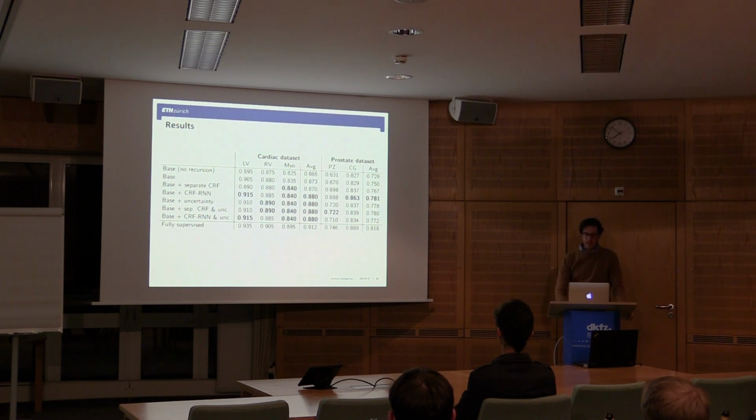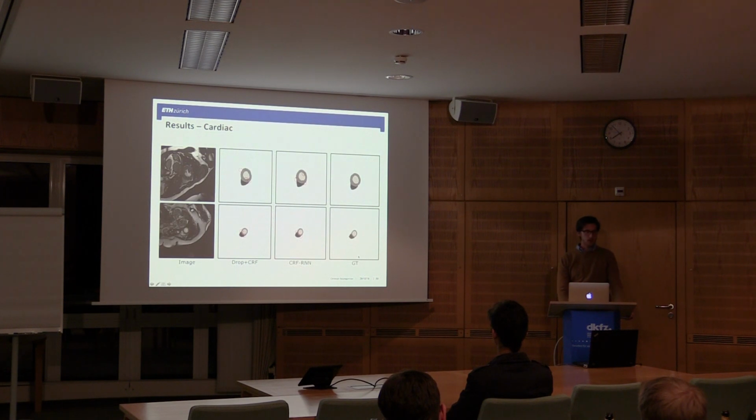And admittedly, the improvements are not always significant, but in the end, we found that these two combinations, one with the CRF RNN module and the other with the separate CRF and the uncertainty estimation, produced on average the best results. And here we also see as an upper baseline what happens when you train a network on the full segmentation. And we can see that it's actually not too far away in terms of DICE scores. So we're getting pretty close.